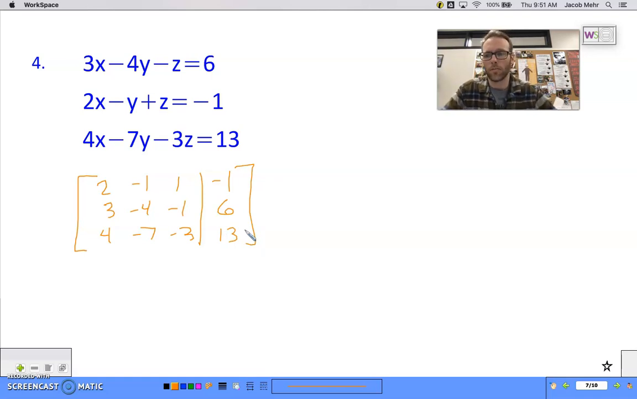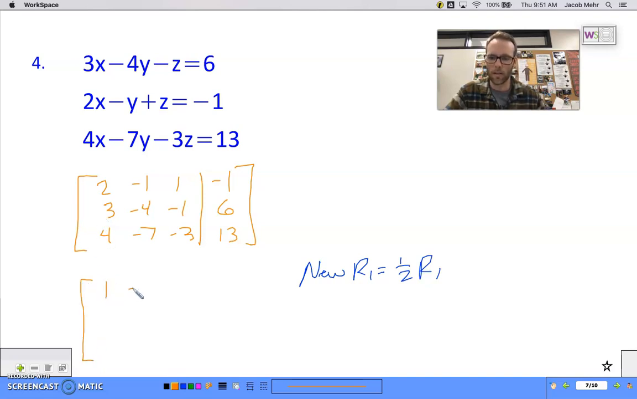Okay, so we will need to create this one up here first. So we're going to take row 1. New row 1 is just going to be 1/2 times row 1. That would make that a 1, a negative 1/2, a 1/2, and a negative 1/2. Everything else is going to stay the same.